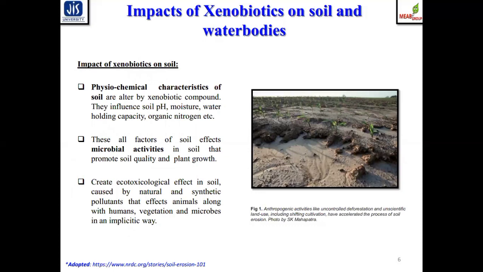Now we are going to talk about the impacts of xenobiotics on the soil ecosystem. Physicochemical characters of soil are altered by xenobiotic compounds. It is a very well-known phenomenon. They influence the soil pH, moisture, water holding capacity, and organic nitrogen. The overall texture of soil can have a high-yield impact caused by the introduction of xenobiotics. All these factors of soil affect the microbial activities in soil and their dynamics that promote soil quality, and also reduce plant growth. The xenobiotics create an ecotoxicological effect in soil, caused by natural and synthetic pollutants that affect animals along with humans, vegetation and the microbial regime in an implicative way.